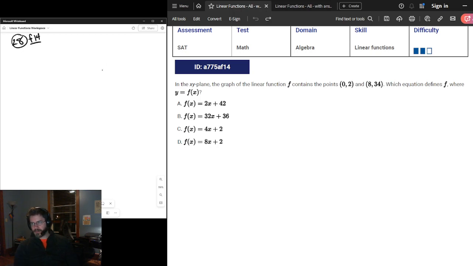Okay, they give us 2 coordinate points. The first one is the y-intercept. Seeing that, we know that A and B are out because of 0, 2, unless there's a shift. Did they shift this? They did not. Always look for shift on a question like this. They may shift it up or down, which would then change the y-intercept. Okay, so 0, 2, it's either C or D.